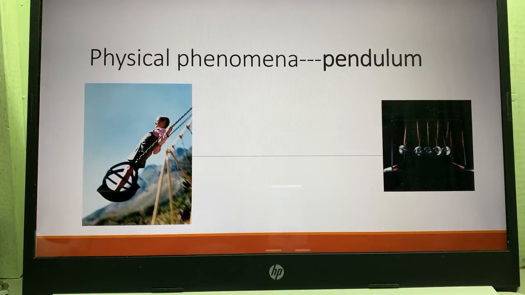Hello everyone, today I am going to introduce our midterm project. Our topic is the phenomenon of the pendulum. Since we can see lots of examples of the pendulum in real life, such as some clocks and the swing as a picture, we decided to choose this topic for our project.